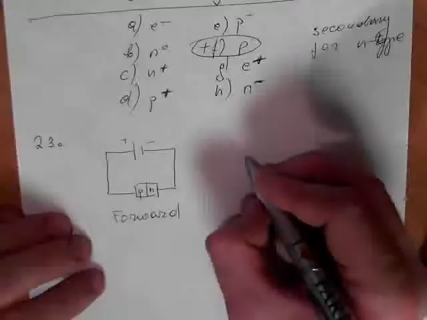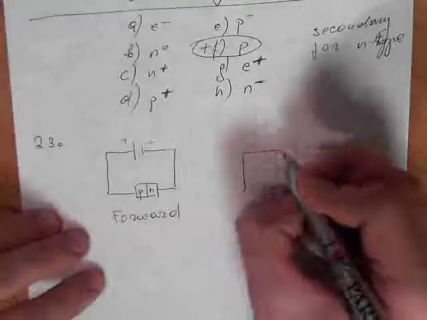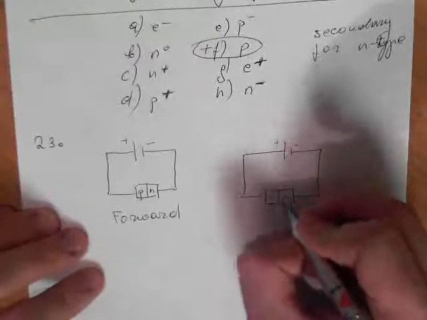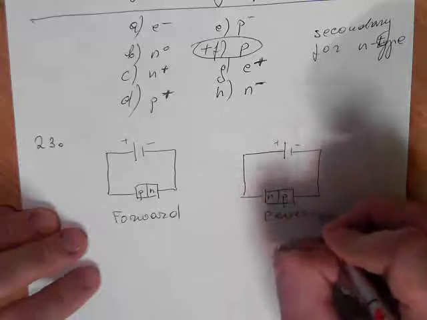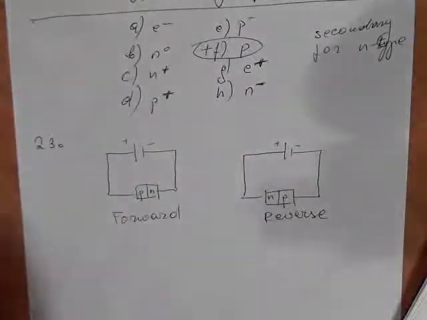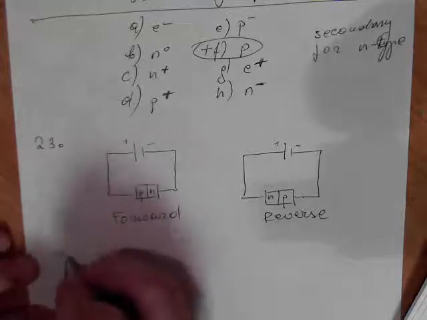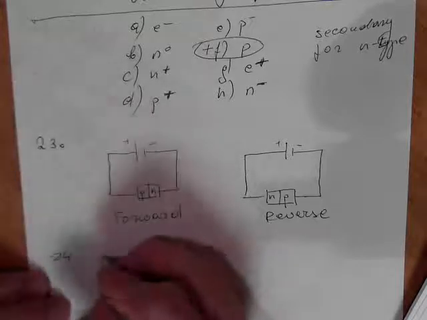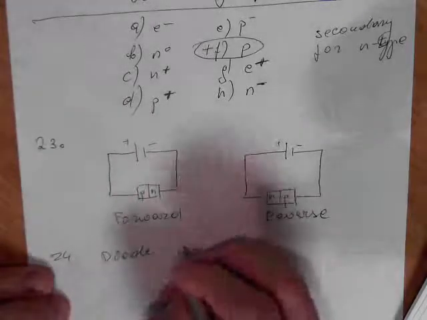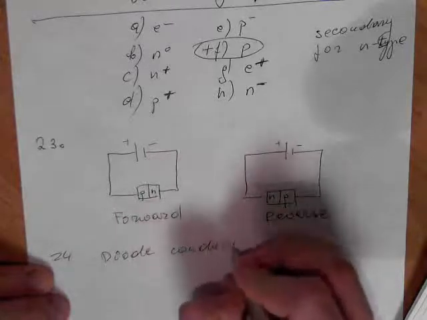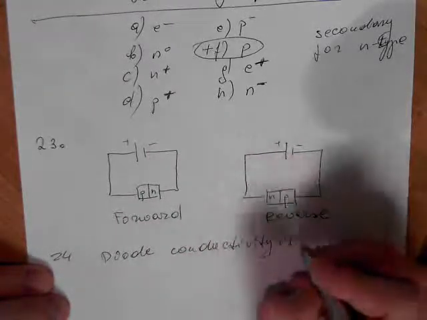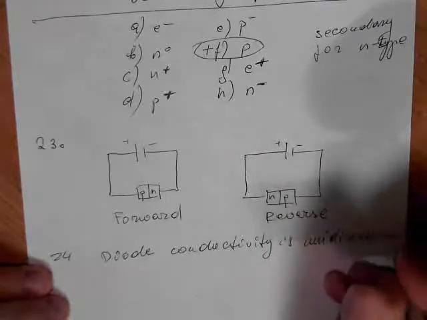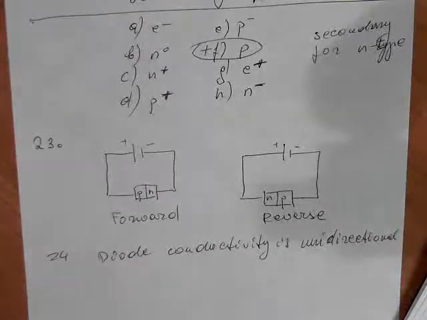And if you connect like this, this is plus, this is minus, this is N, this is P, this is reverse. Here the current is flowing, here the current is not flowing. Now 24, electric conductivity for a diode. So diode conductivity is unidirectional. Diode conductivity is unidirectional.